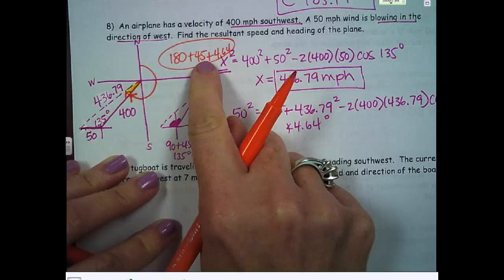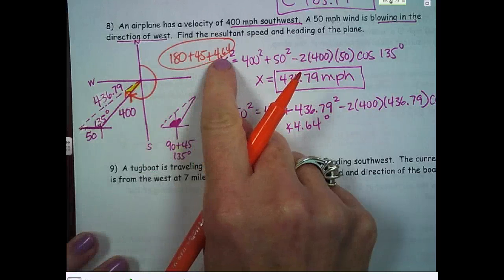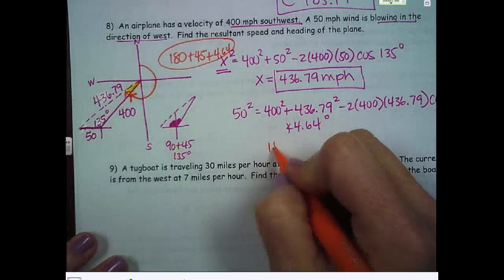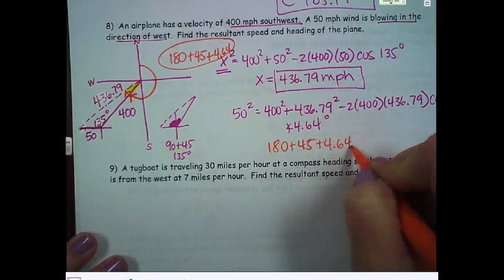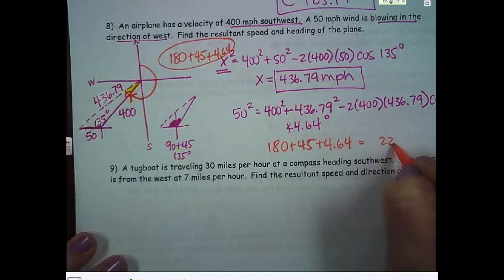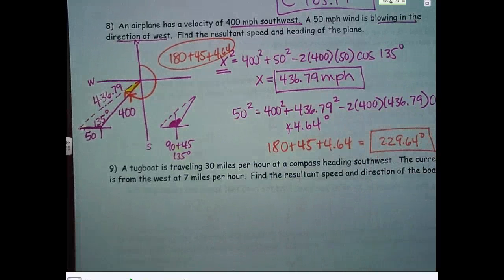180 plus 45 plus 4.64. So 180 plus another 45 plus 4.64 gives you your final degree, which is 229.64 degrees. That's the direction you're heading. Okay, so that was problem 8.